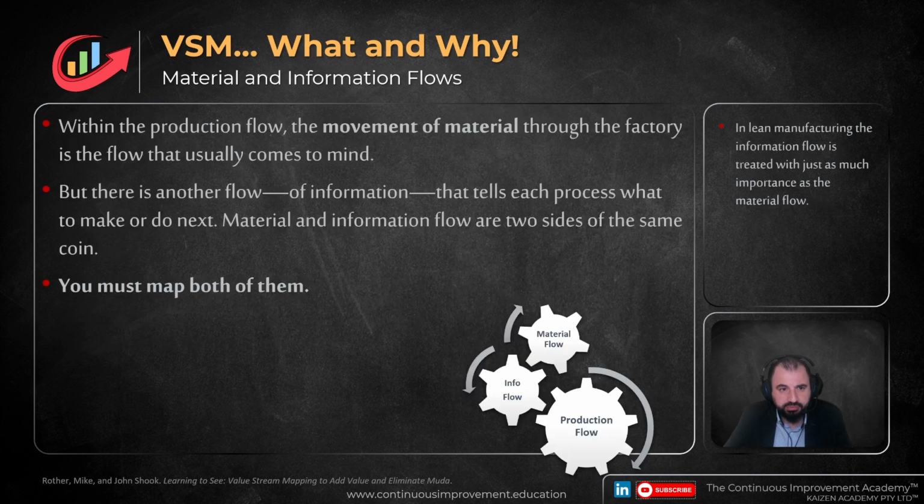Within the production flow of a factory, while the movement of material is commonly recognized, so when we talk about the flow, usually what comes to our mind is the flow of material, how the product is moving from being spare parts or raw material into a final product. This is commonly recognized. But there is also a critical flow, which is the flow of information that directs each process on what to produce next and by which quantity. These two flows together are interconnected and must both be mapped for a complete understanding of the value stream.